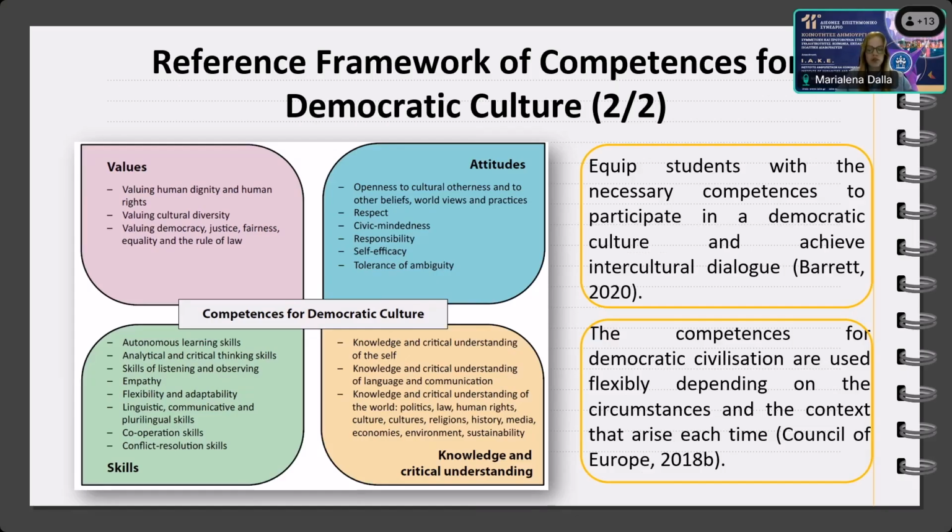The aim of all these competencies is to assist students in participating in today's democratic societies, achieving thus intercultural dialogue. The competencies for democratic culture are used flexibly depending on the circumstances and the particular context. Thus, they can be linked to the subject matter of each course, even if the lesson itself is not purely related to citizenship education.